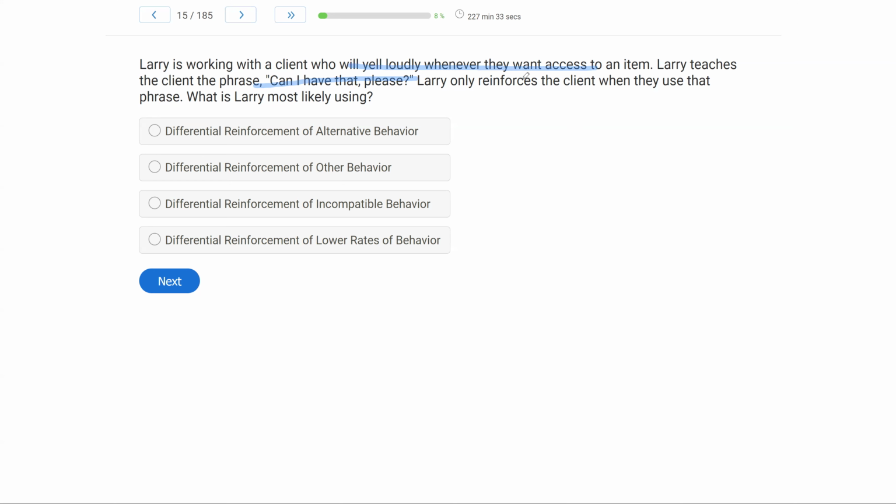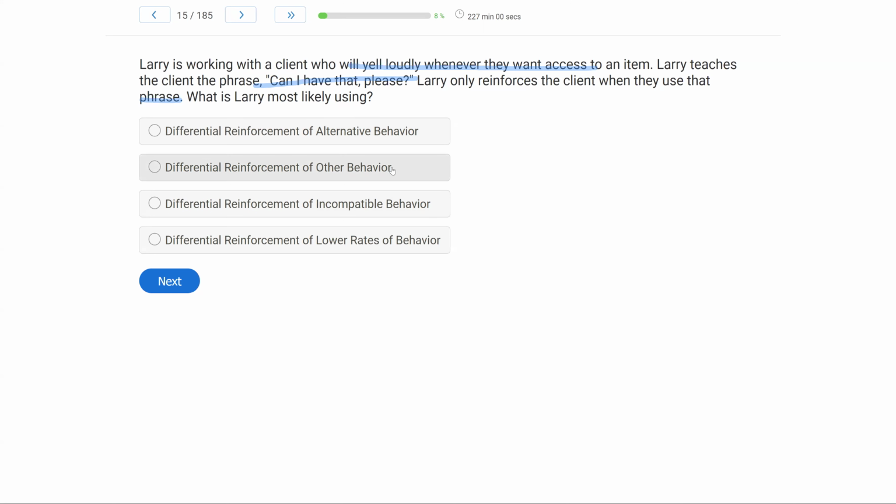Now, he only reinforces the client when they use that phrase. Can that client yell and use that phrase at the same time? They absolutely can. This means this is not incompatible. It's just alternative. So Larry is using a differential reinforcement of alternative behavior. I'm only going to reinforce when you use that phrase, but it is possible to yell loudly and use that phrase. B, differential reinforcement of other behavior, doesn't teach a replacement and reinforces in the absence, which is not what we're doing here.